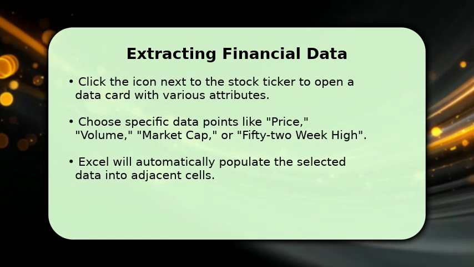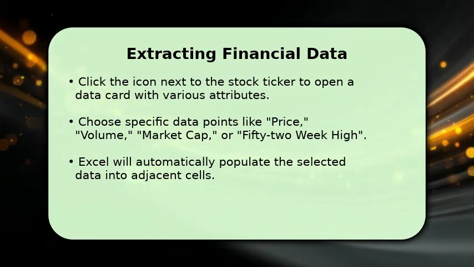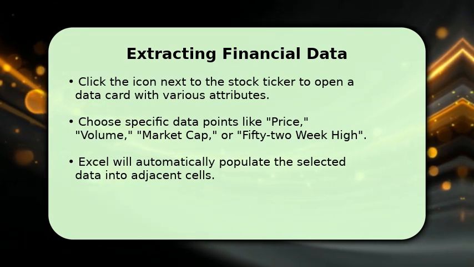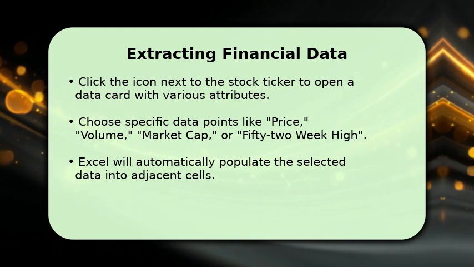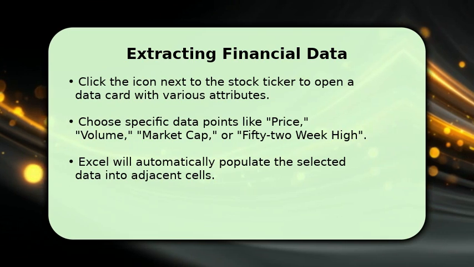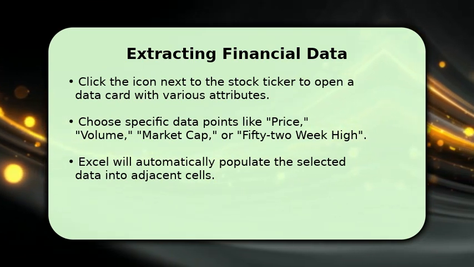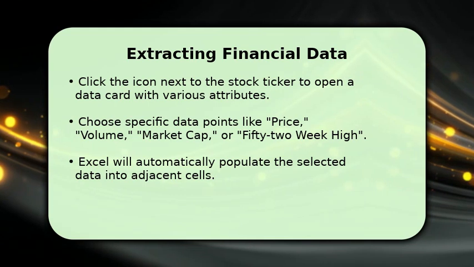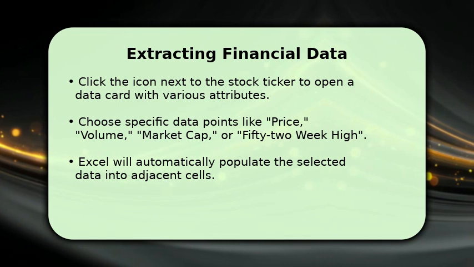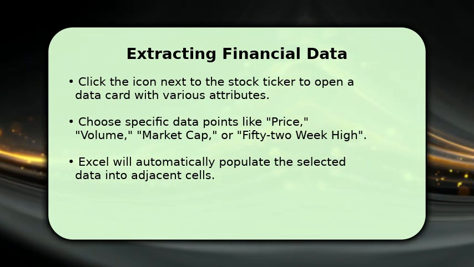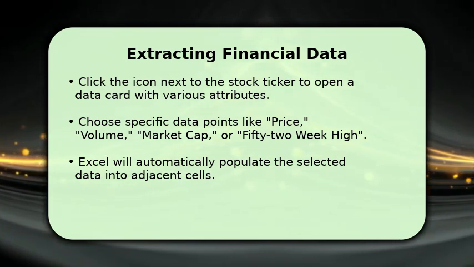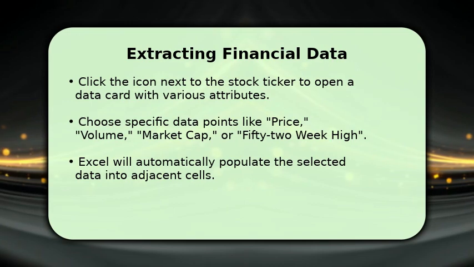With your stock ticker now a rich data type, you can easily extract specific financial information. Click the small icon that appears next to your ticker symbol. This action will open a data card, presenting a comprehensive list of available attributes. From this card, you can select various data points such as price, volume, market capitalization, or even the 52-week high. Excel will then automatically populate these chosen metrics into adjacent cells, giving you instant access to key financial figures.